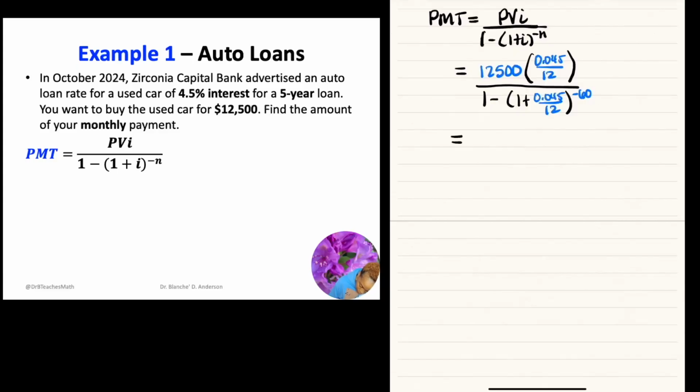If I do the numerator first, put this in your calculator first and then multiply it by the 12,500, you should get 46.875. In the denominator, you're going to take 0.045 divided by 12 and add 1 to it. When you do that, you should get 1 minus 1.00375 to the negative 60.